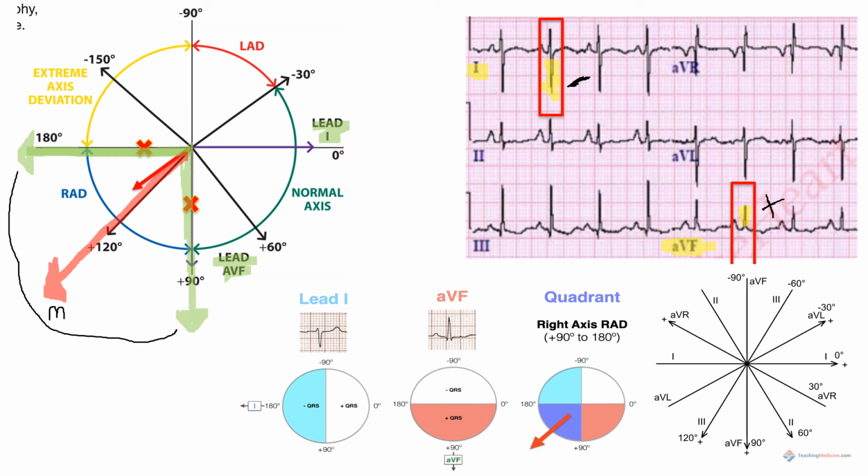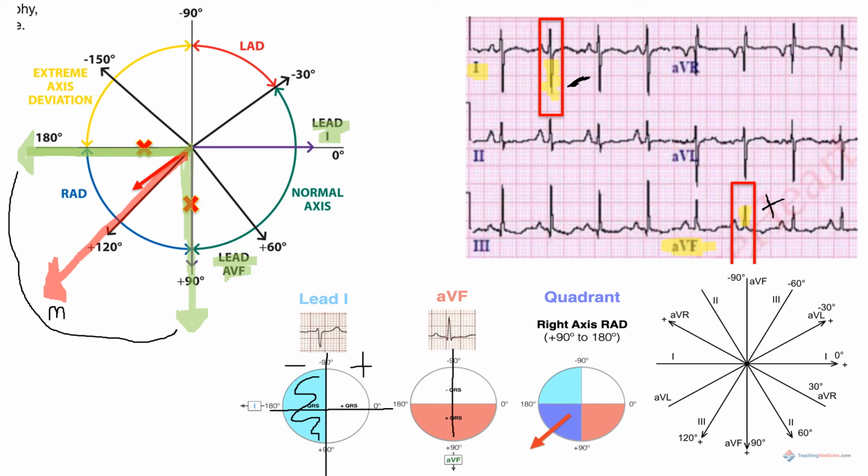Before we talk about some possible reasons behind shifting towards the right, let's go ahead and show you the quadrant shading method. So here is lead number 1. One more time, draw a perpendicular line to it. Here's the positive side, here is the negative side. So you're going to go ahead and shade the negative side.